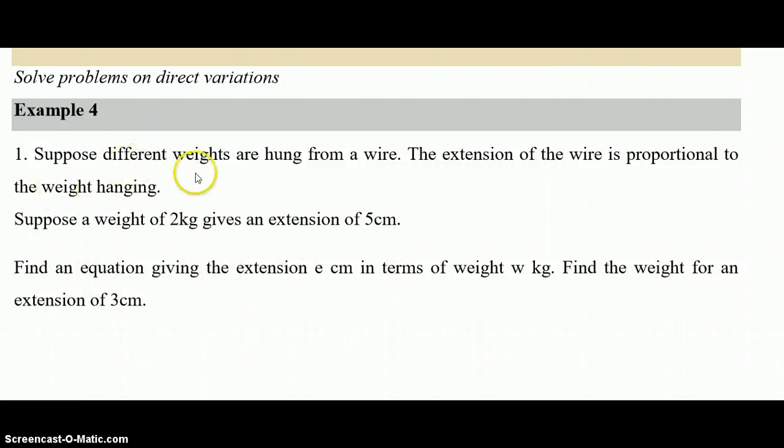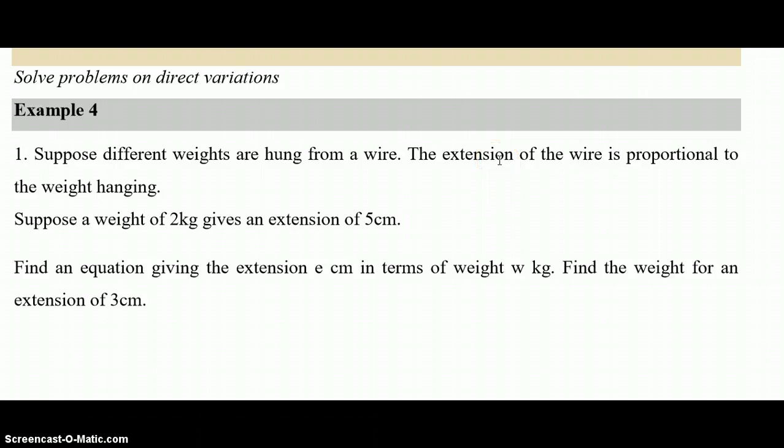We said that suppose different weights are hung from a wire. The extension of the wire is proportional to the weight hanged. Suppose a weight of 2 kg gives an extension of 5 cm. Find an equation giving the extension E in centimeter in terms of weight in kilogram. Find the weight for an extension of 3 cm. Maanake nini? Maanake ni kwamba hapa nazungumza kwamba extension ya wire ilikuwa proportional na weight. Yaani maanake jinsi wire ulivyokuwa unaongezeka urefu wake ulikuwa unaenda sawa sawa na uzito unavyoongezeka. Weight pamoja na extension. That's the concept.